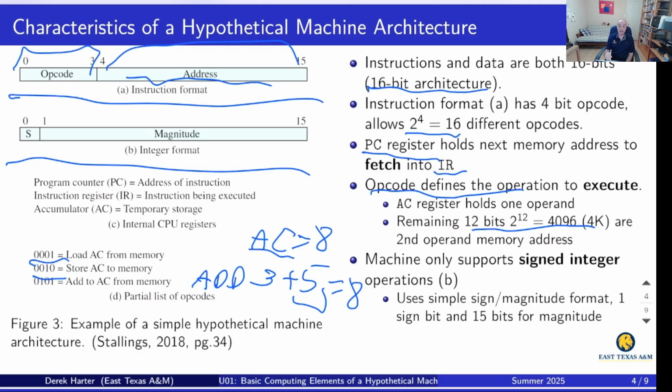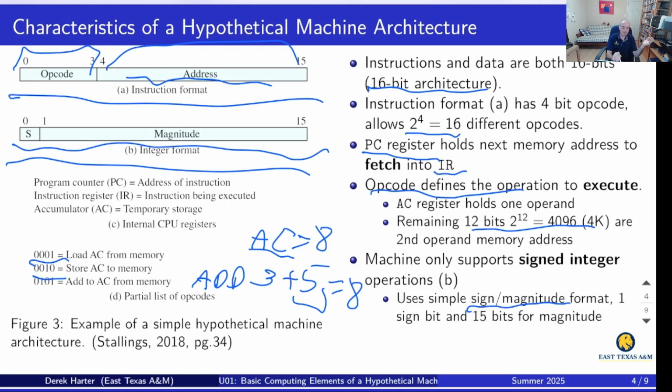Finally, on this slide, it's not enough just to have instructions. We have to have data that we want to operate on. Okay, so for this simple hypothetical machine, we're only going to have instructions that operate on signed integer data. Our signed integer format that this machine architecture supports is a simple format called signed magnitude format. In this format, we've got 16 bits to represent data.